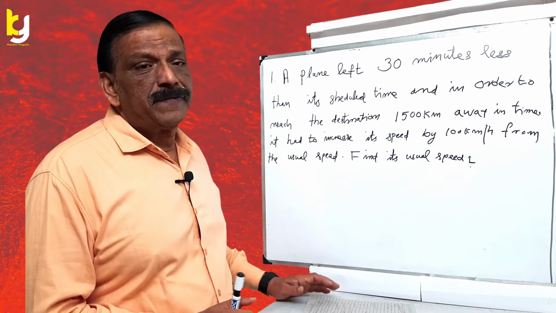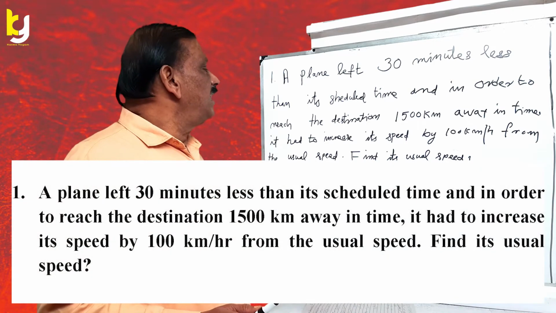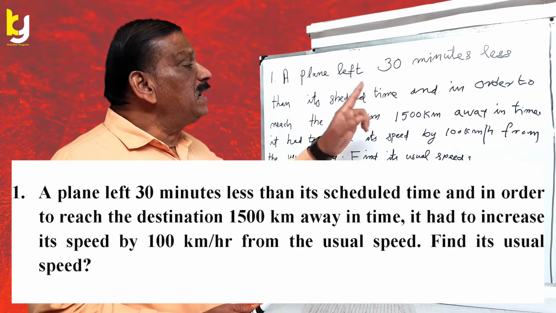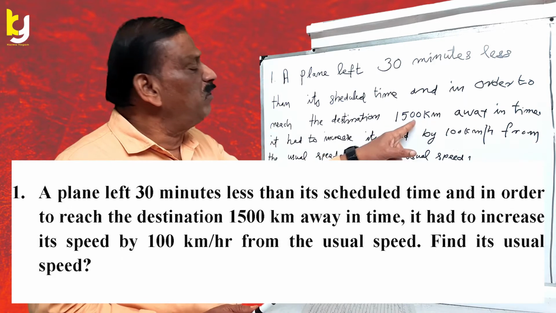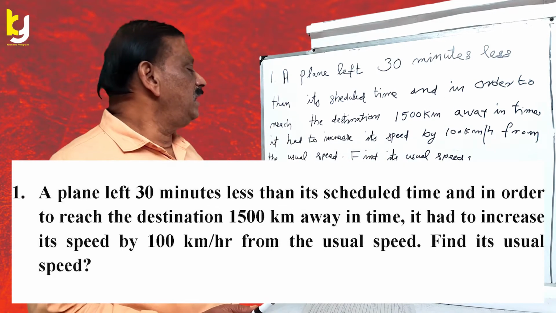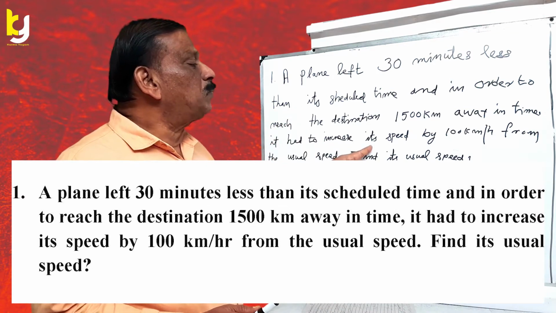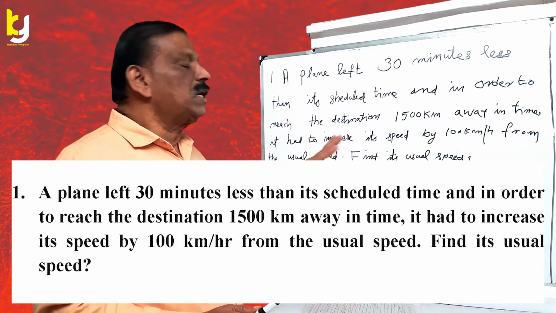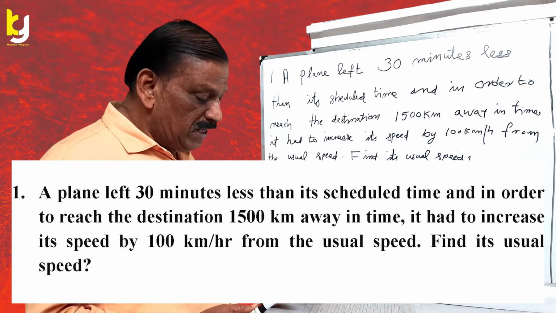This question is, a plane left 30 minutes less than its scheduled time, and in order to reach the destination 1500 kilometer away in time, it had to increase its speed by 100 kilometer per hour from the usual speed. Find its usual speed.